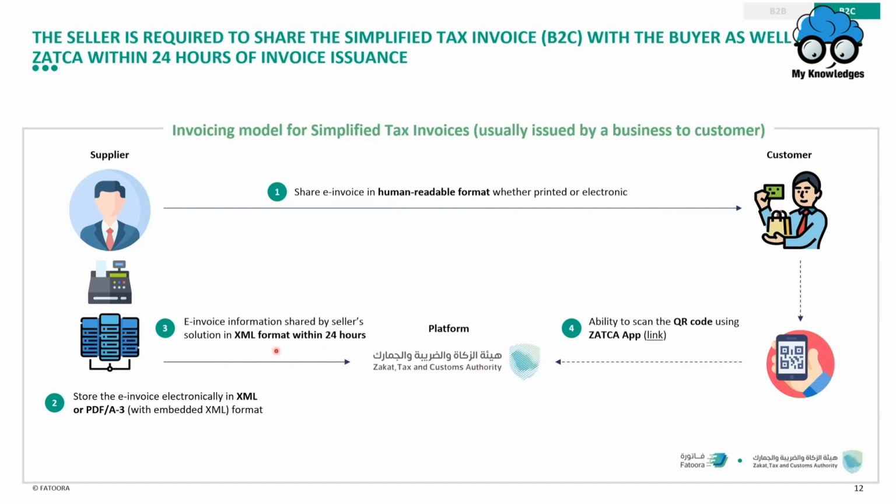And this is where we call it the reporting, in comparison to clearance that we have seen in B2B. For B2C, we call it reporting, since you have 24 hours for clearance. Now, this is due to the sensitivity of the time of the transaction between the supplier and the customer. And of course, we have a similar option where the customer can scan the QR code that was printed by the supplier to check whether this invoice was generated through a registered supplier.